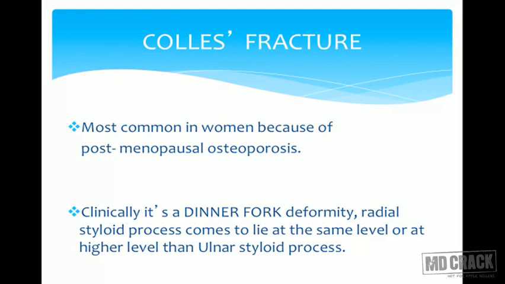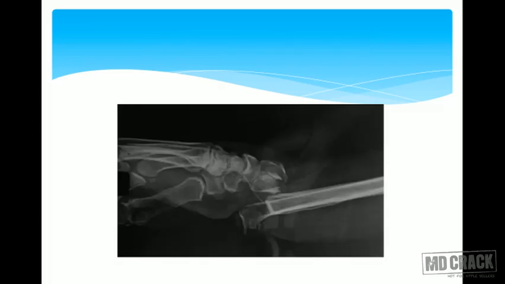This fracture has got classically a dinner fork deformity. The radial styloid comes to lie at the same level as the ulnar styloid process. Just as a fork at home, the shape of the deformity is exactly like a dinner fork. Seeing in this picture diagram, you can see the distal part has been displaced upwards dorsally, and it looks like a dinner fork.